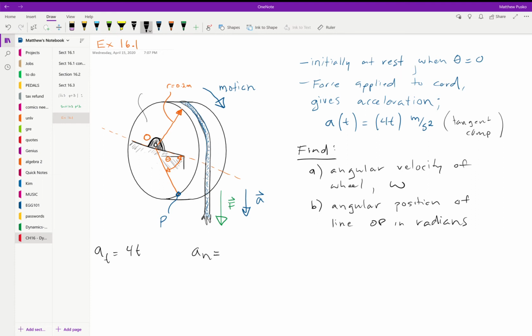So we have a wheel with a known radius of 0.2 meters. The motion is going to go in this direction because we're going to apply a force right here. They give us that force as 4t. It's a function of time, and if you think about the acceleration right here at any point P, at this instant it's going to have a tangential component, but it's also going to have some radial component.